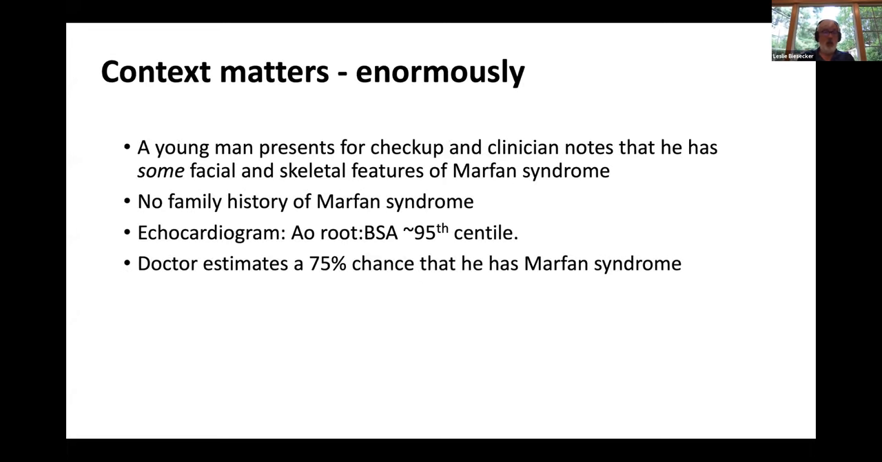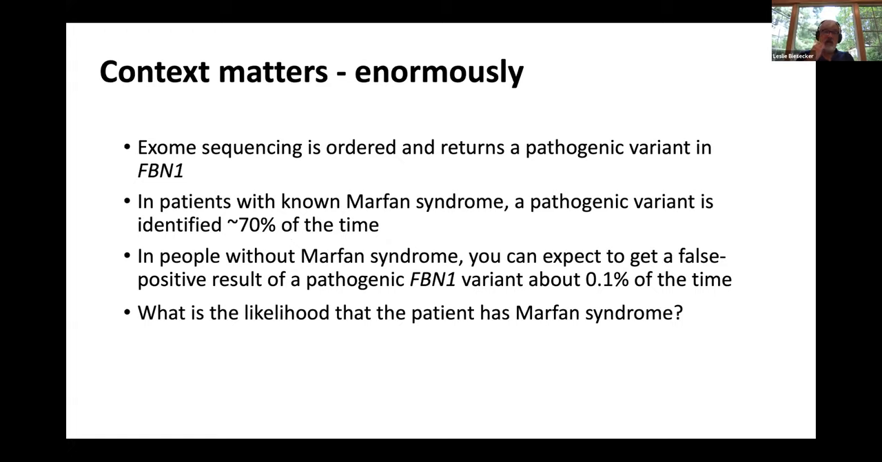So in scenario one, a young man presents for a checkup, and the doc notes that he has some facial and skeletal features of Marfan syndrome, even though he doesn't have a family history of Marfan syndrome. He has an aortic root size which is at the upper limit of normal, which is something that we see in Marfan syndrome. And that doc says, gee, I think this guy is pretty likely to have Marfan syndrome. Let's say that's about 75% likely. So the doc orders an exome on him, and it returns a pathogenic variant in FBN1, fibrillin 1, the gene known to be associated with Marfan syndrome.